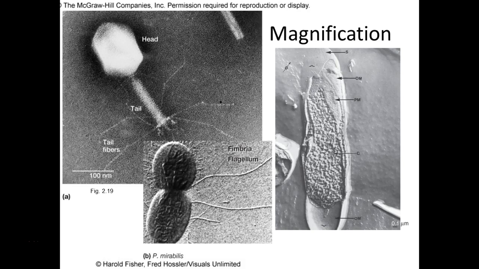So you're really looking at different shades of light and dark. And here is actually a virus, a bacterial phage. This is something that would infect a bacteria. It looks like a little spaceship, huh? You get the head, you've got the tail fibers, the shaft here.